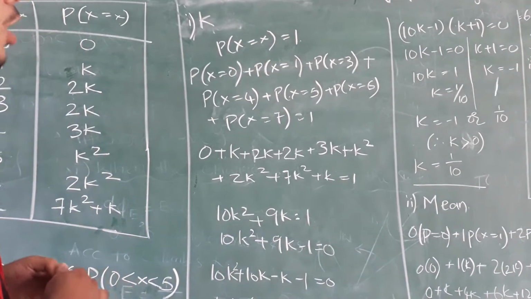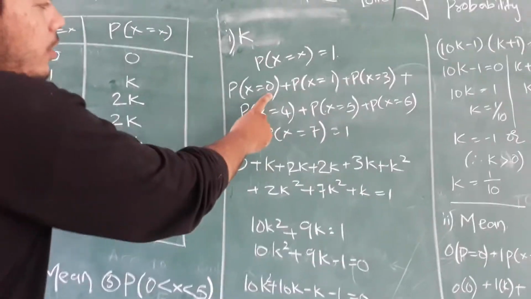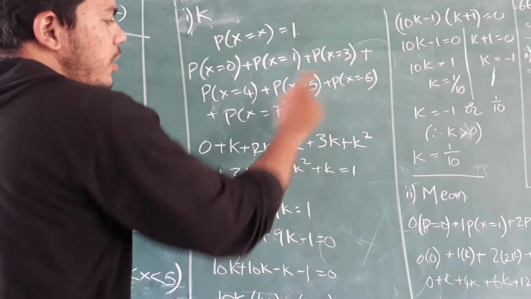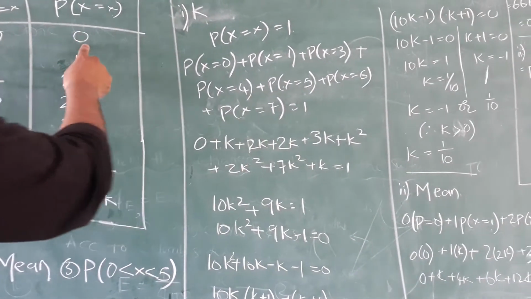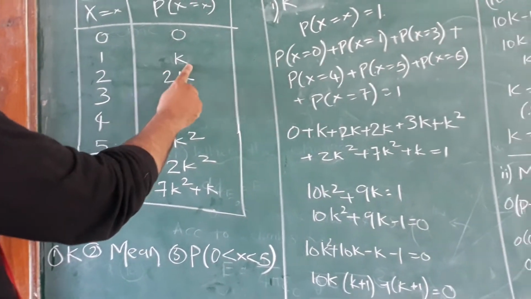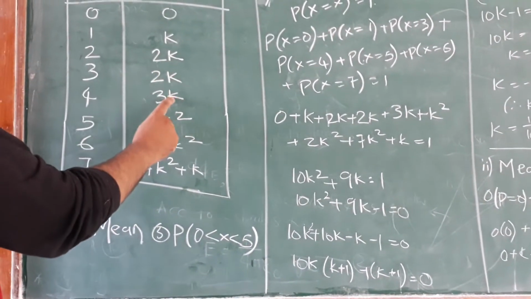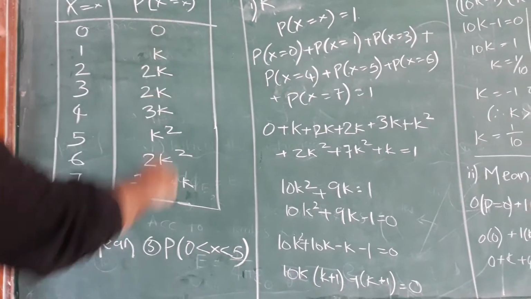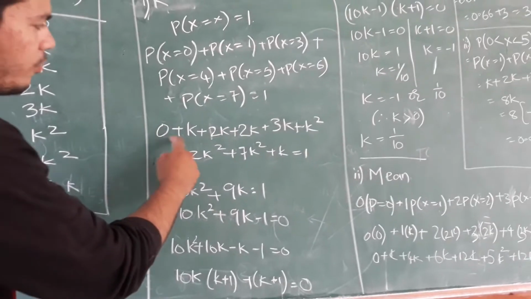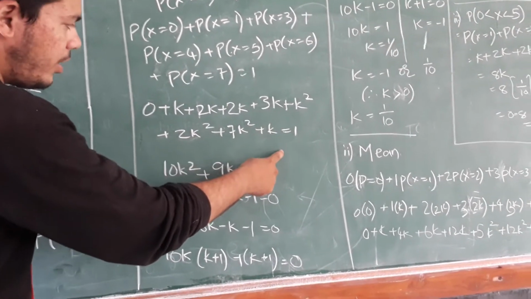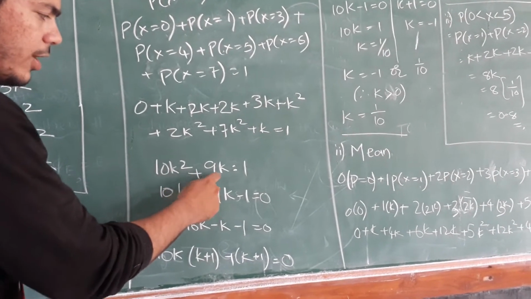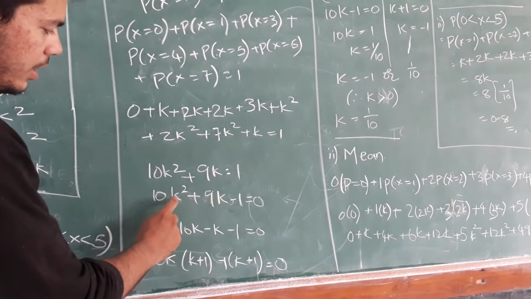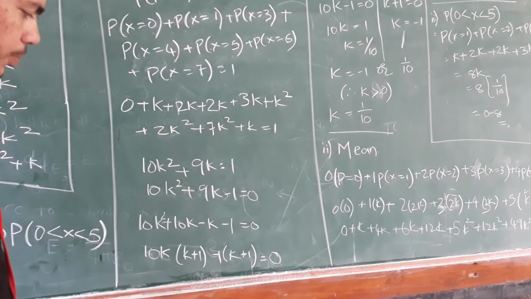So in order to get the k value, P of x equal to 0 plus P of x equal to 1 plus P of x equal to 3, x equal to 4, 5, 6, 7 is equal to 1. That means 0 plus k plus 2k plus 2k plus 3k plus k square plus 2k square plus 7k square plus k. The entire summation of all these values is 1. After adding we get 10k square plus 9k equal to 1. Bringing 1 here, it will be minus 1: 10k square plus 9k minus 1 is equal to 0.